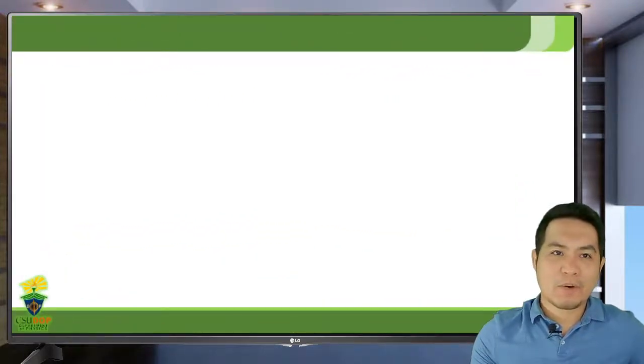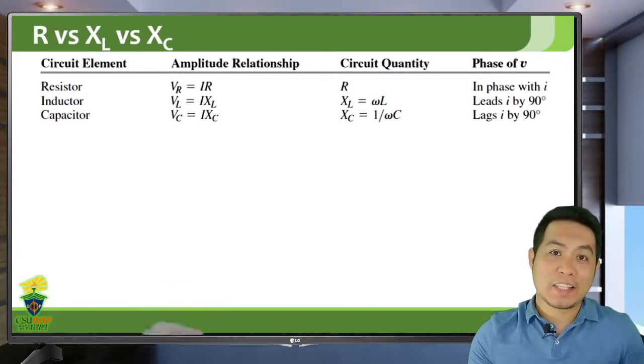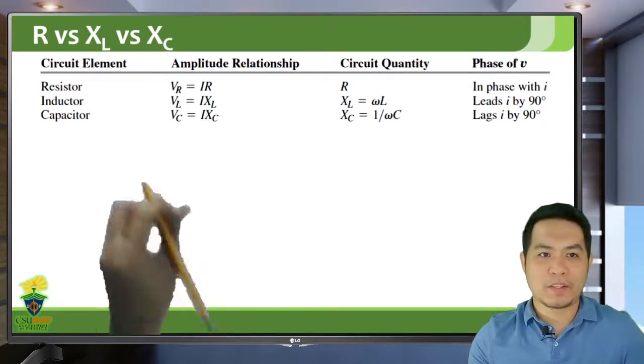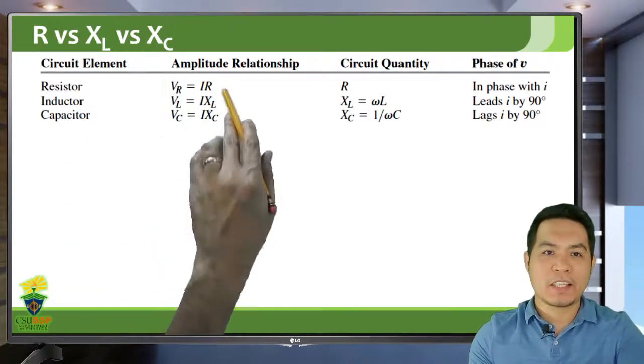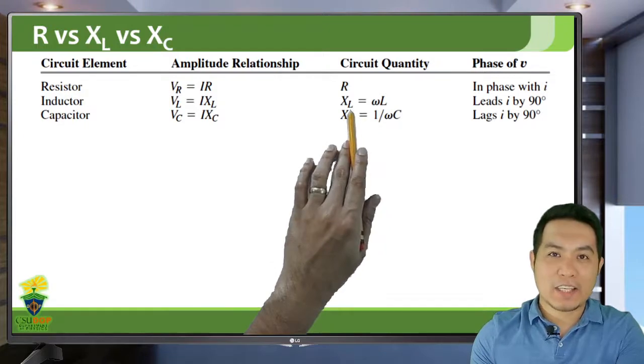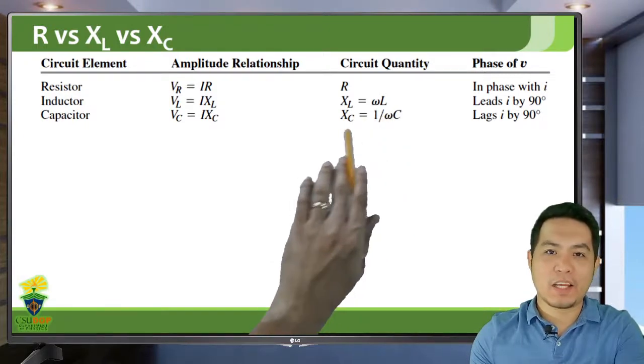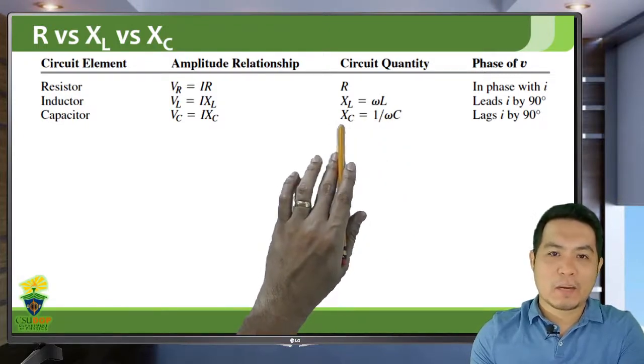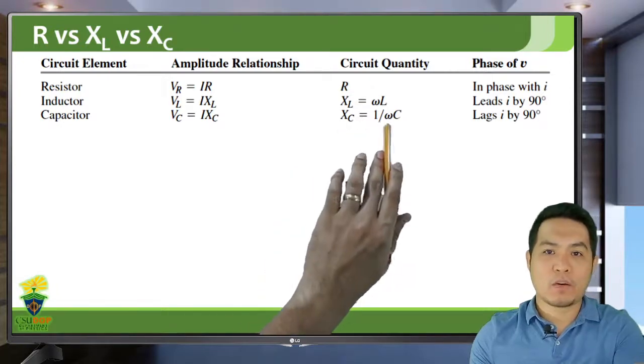Now, let's summarize the result of the resistance versus the reactances of our circuit elements. So these are our circuit elements. These are the amplitude relationships. These are the quantity. So inductive reactance XL is omega times L. Capacitive reactance XC is 1 over omega C.